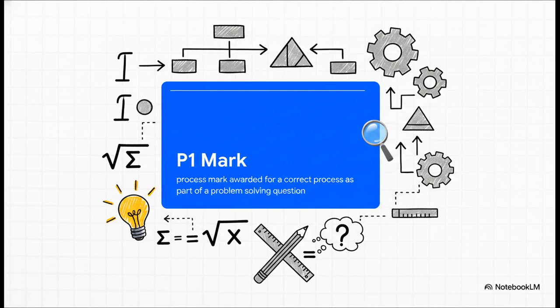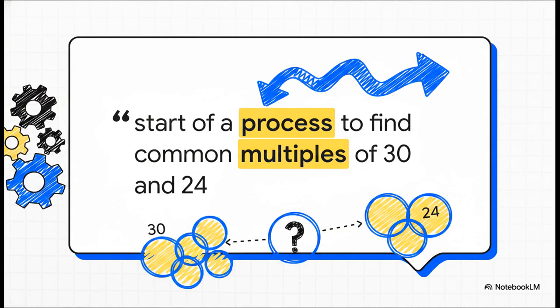Before an examiner even glances at your final answer, they're actively scanning your page to see if you've initiated a valid mathematical process. So the crucial point is, how do you actually trigger that very first process mark? Well, the November 2023 mark scheme explicitly requires the start of a process to find common multiples of 30 and 24. Basically, if you don't show an attempt to find these common multiples, your path to full marks is just blocked immediately. No way around it.